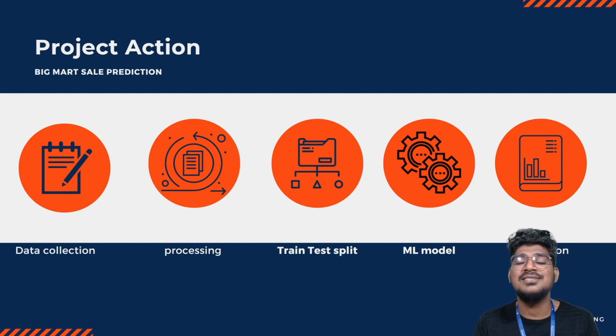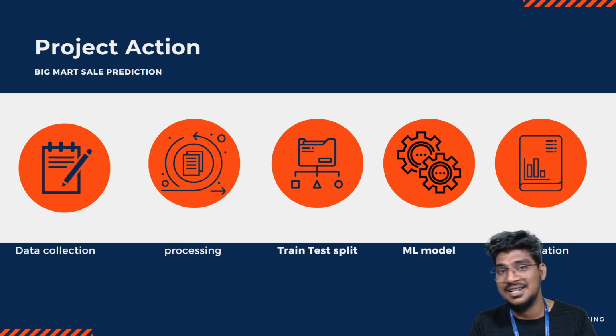After training, we get into the evaluation process. The evaluation process helps to validate the model, evaluate it and find its performance. Evaluation is very helpful to find the best model for our particular target. Hope you guys understood all these actions. Already we know these actions, right? So these are the actions we are going to follow today for Mart Sale Prediction.